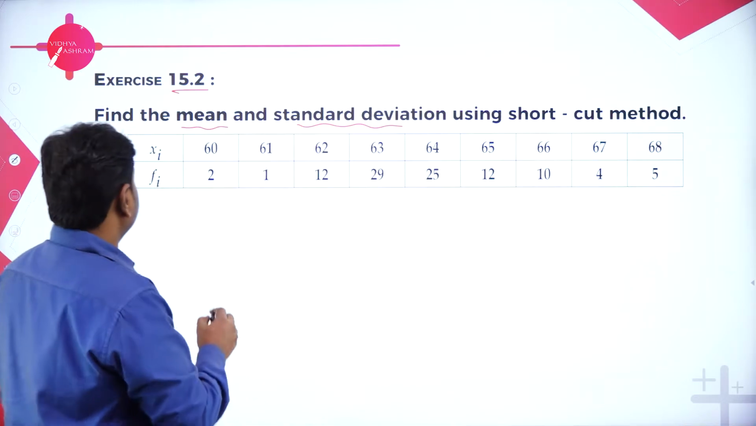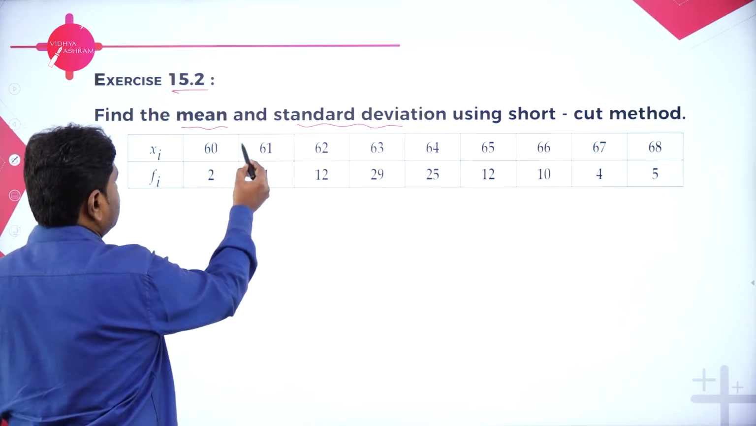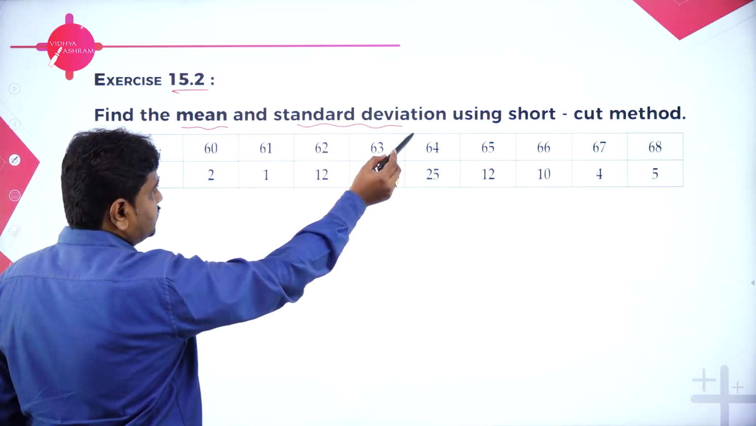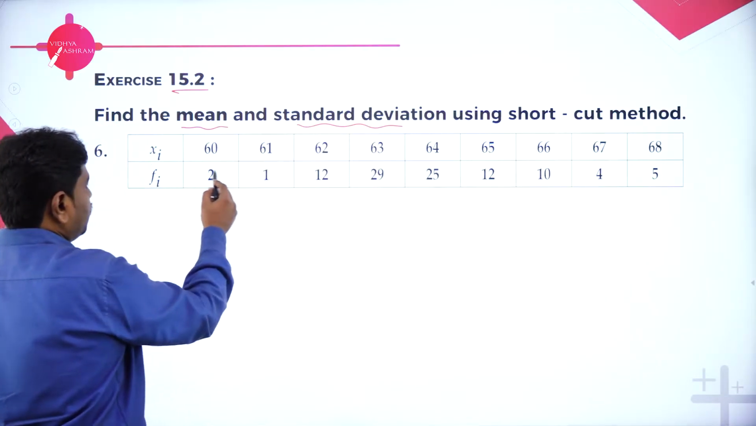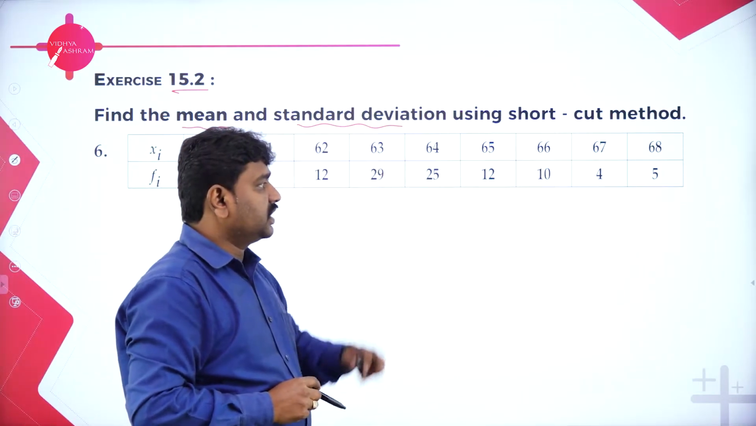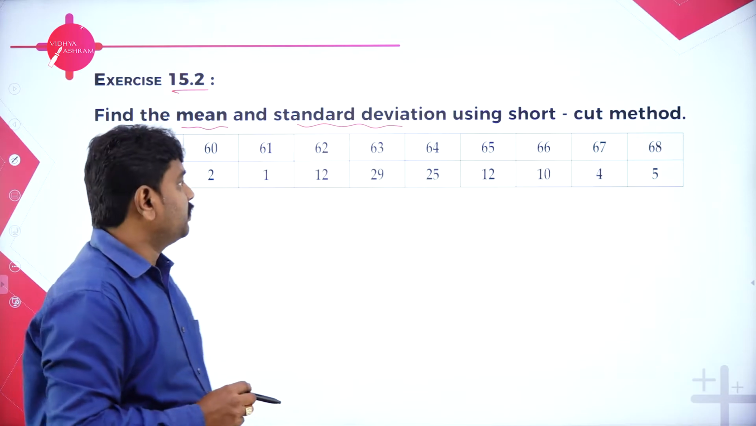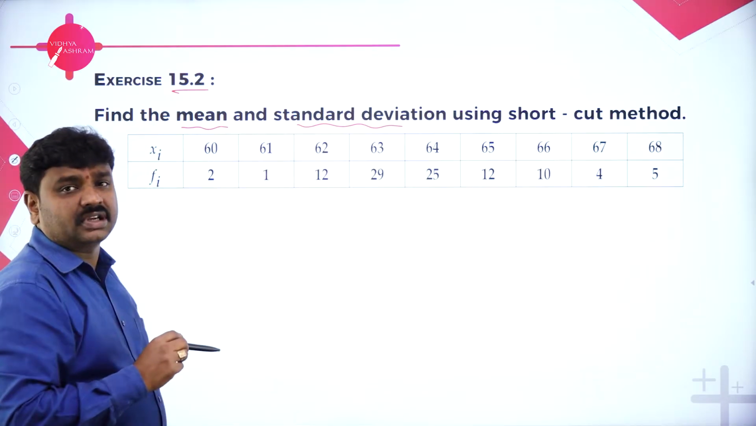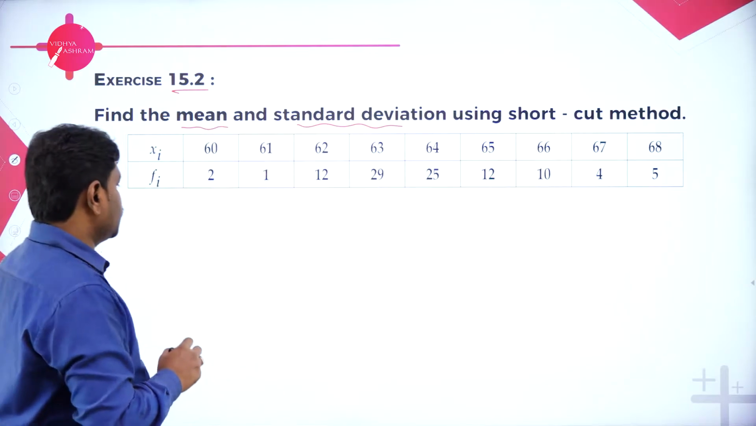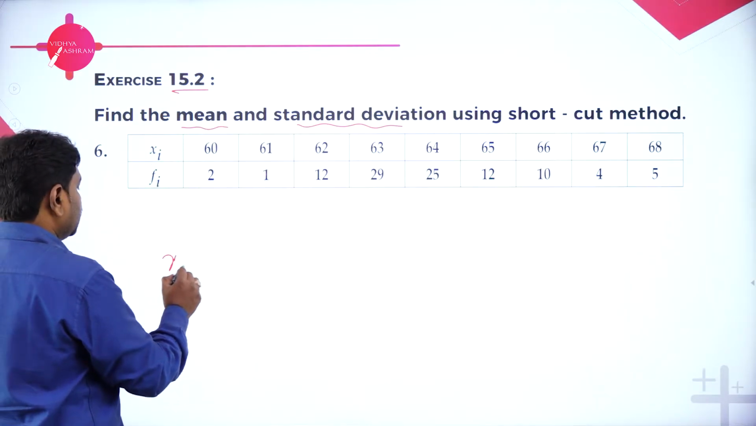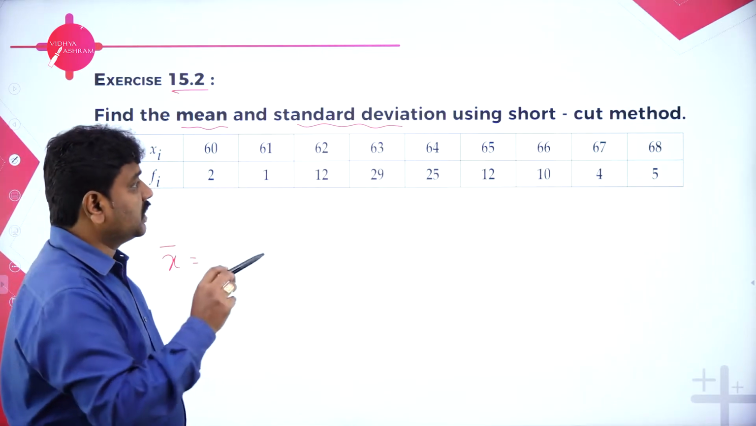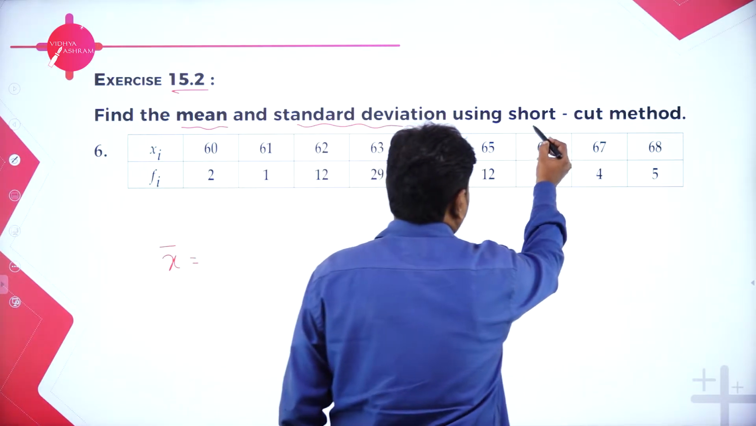So dear students, they gave observations xi: 60, 61, 62, 63, 64, 65, 66, 67 and 68, and they give corresponding frequencies 2, 1, 12, 29, 25, 12, 10, 4 and 5. See, because they are asking you to use the shortcut method, first and foremost is the formula in the shortcut method. So dear students, how to calculate mean? Mean is equal to sigma fi xi by n, you have learnt, but they ask you to use the shortcut method.